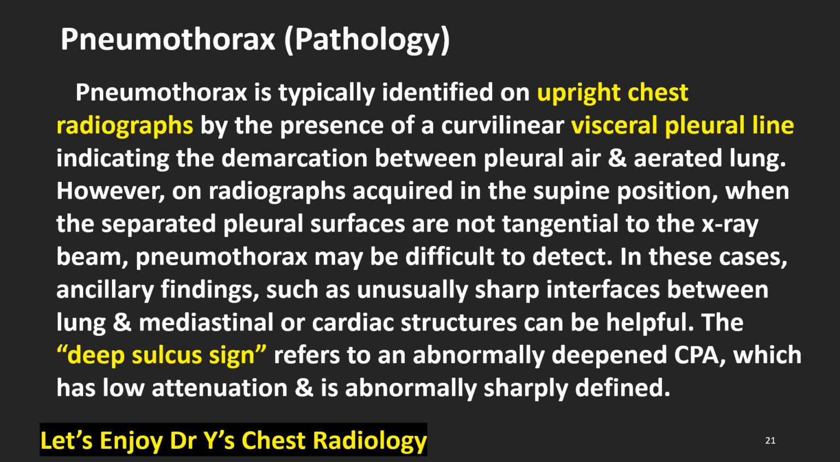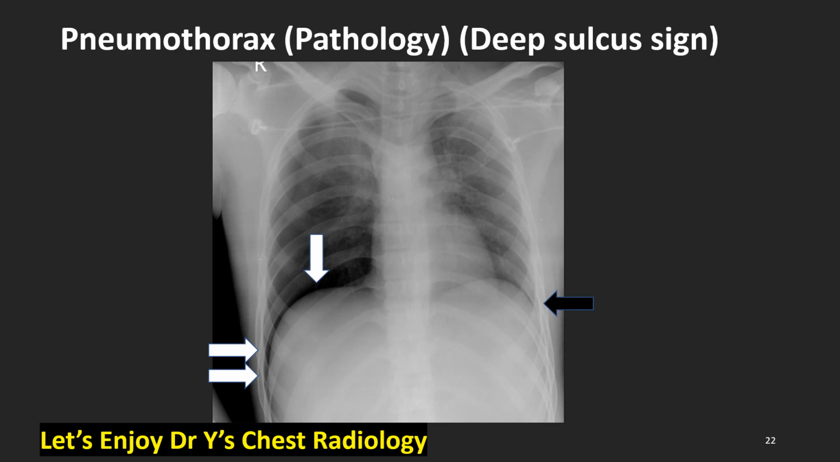The deep sulcus sign refers to an abnormally deepened costophrenic angle which has low attenuation and is abnormally sharply defined. Pneumothorax pathology. Deep sulcus sign. Two white arrows indicate deep sulcus sign. One vertical arrow indicates sharp interface of diaphragm due to Mach band effect. Black arrow indicates normal side of diaphragm.